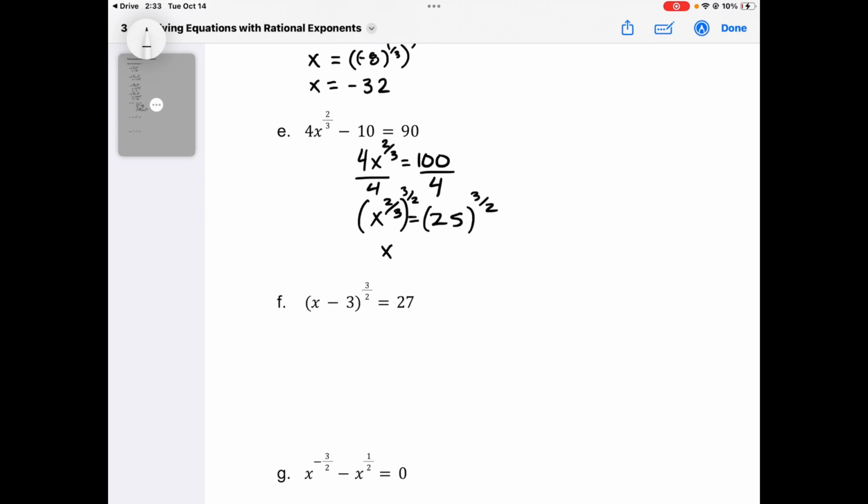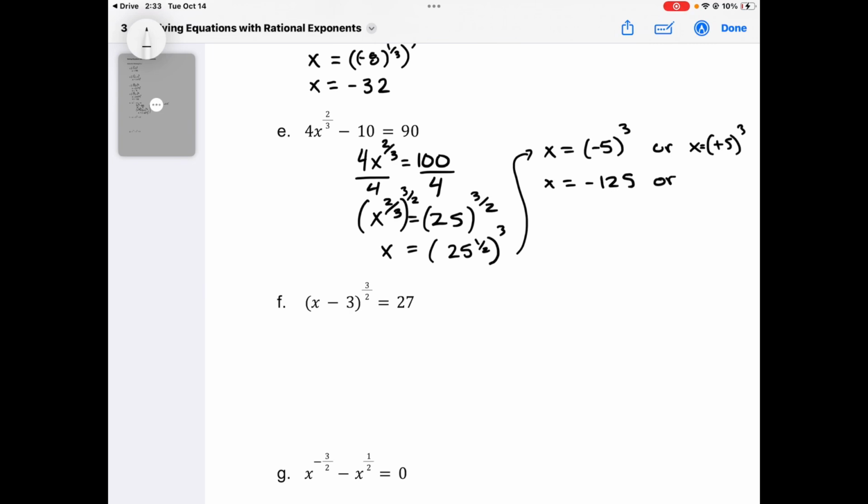which leaves me with x on the left-hand side, and then I get 25, the square root of 25, and then cubed. This is an interesting question because the square root of 25 could be negative 5, or it could be positive 5. So this is an example of a question where I do actually have two solutions. So I've got x equals negative 125 or x equals positive 125.